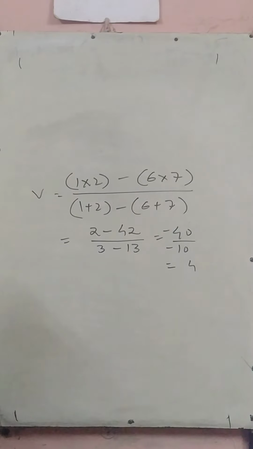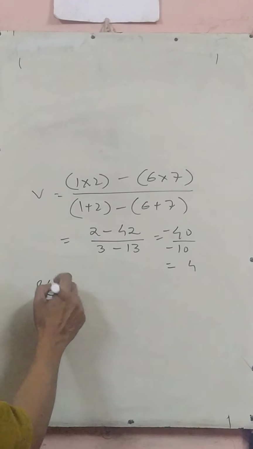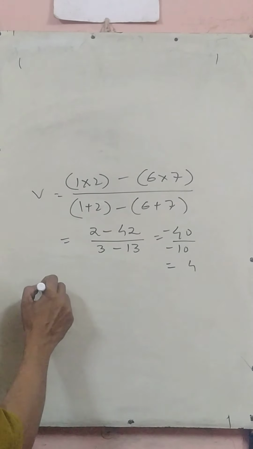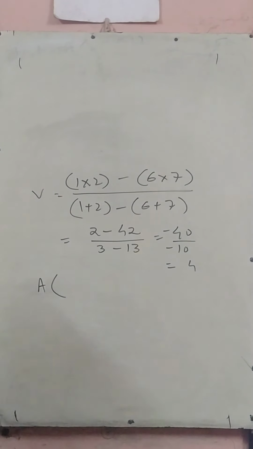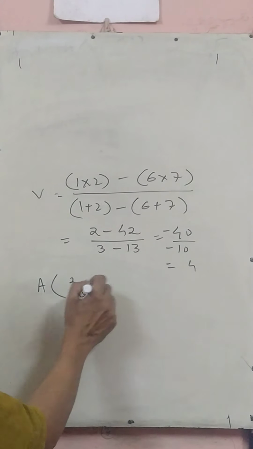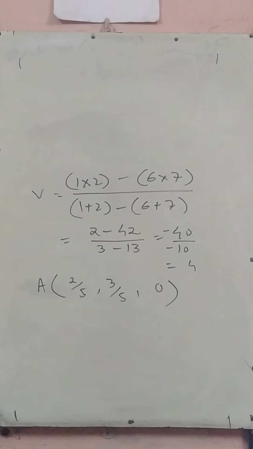Here we are giving the final answer to this question. What is the final answer? The value of the game is 4, and what are the probabilities of A? A's probabilities: A1 is P, and P is 2 by 5. Then A2 is 3 by 5. But A3 was deleted. Why is it 0?